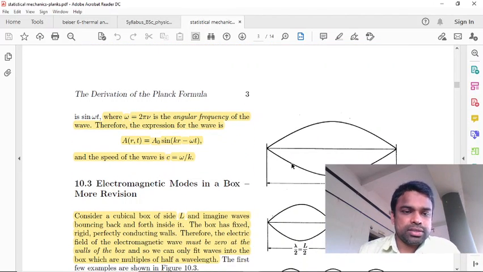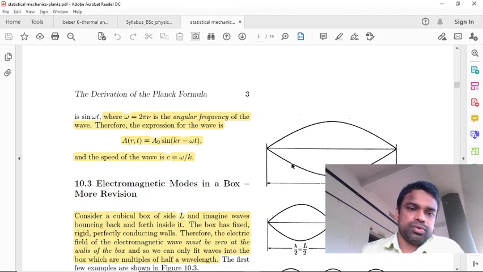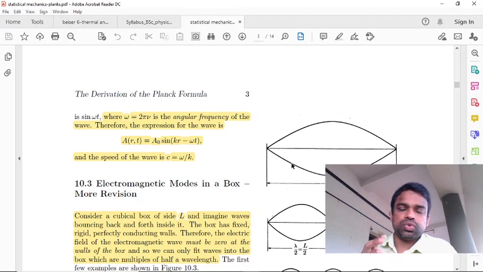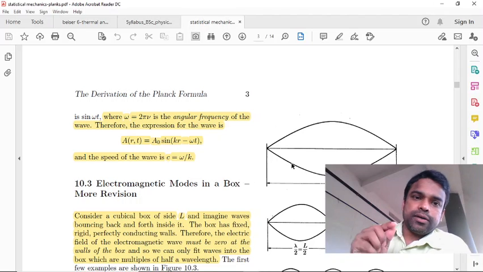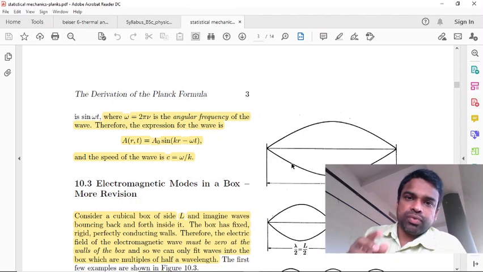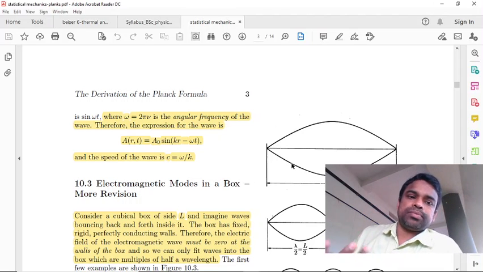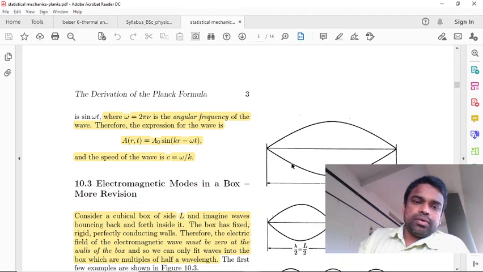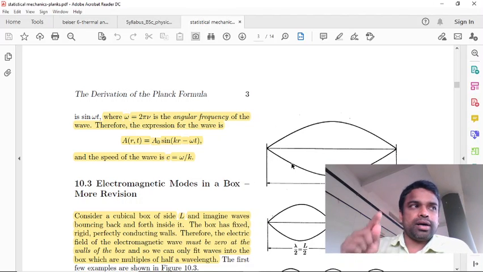And we know that omega is 2 pi nu or 2 pi f. നിങ്ങൾക്ക് ഏതാണോ സൂട്ടബിൾ ആയിട്ട് തോന്നുന്നത്, നിങ്ങൾക്ക് ഇഷ്ടമുള്ള ടേം നിങ്ങൾക്ക് യൂസ് ചെയ്യാം. ഫ്രീക്വൻസിക്ക് ന്യൂ യൂസ് ചെയ്യാം or എഫ് യൂസ് ചെയ്യാം. So here nu is used. So omega is 2 pi nu, the angular frequency of the wave.